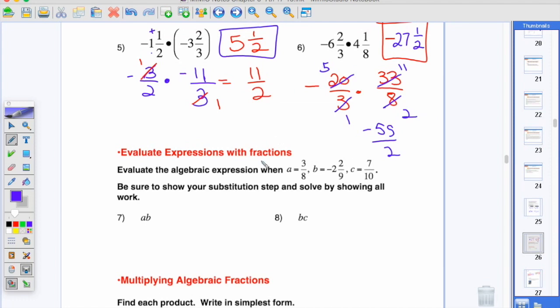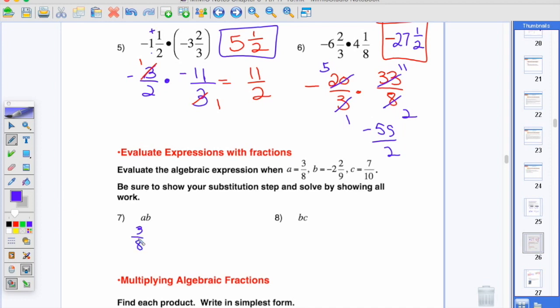Next section is on evaluating expressions with fractions. So we're going to evaluate algebraic fractions when a is 3/8, b is -2 2/9, and c is 7/10. Be sure to show your substitution step and solve by showing all your work. So our first problem is AB.